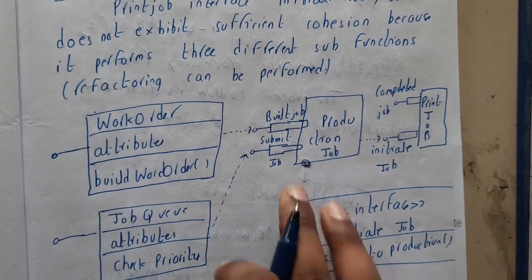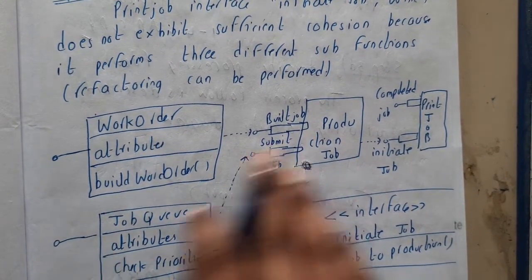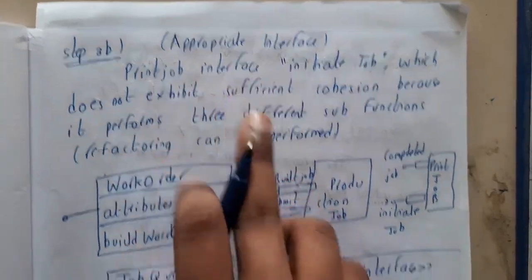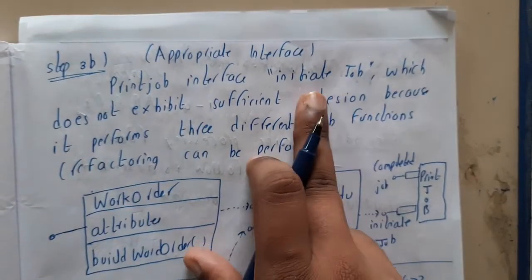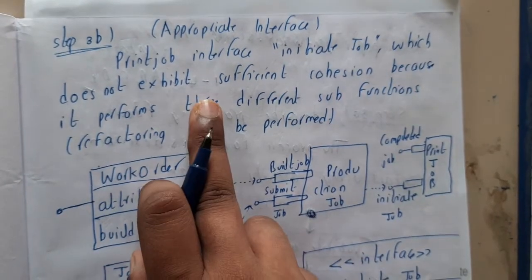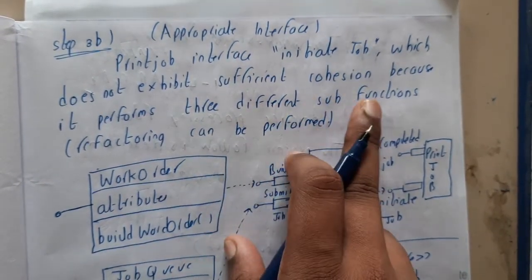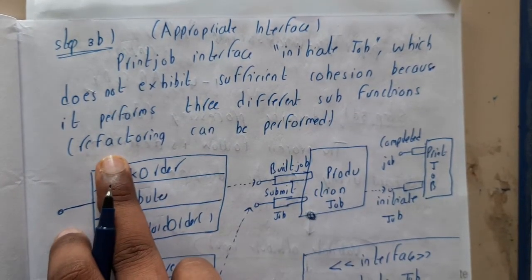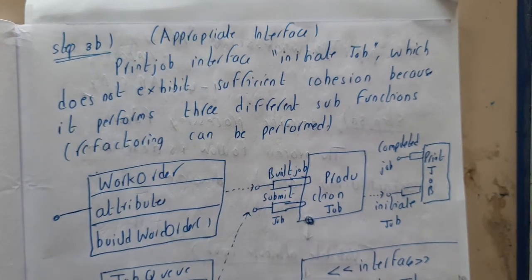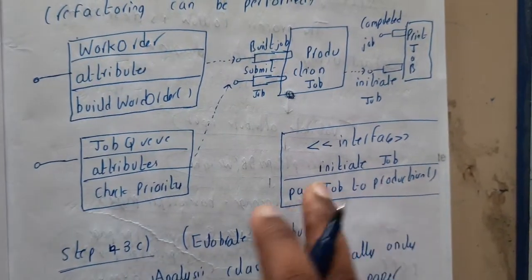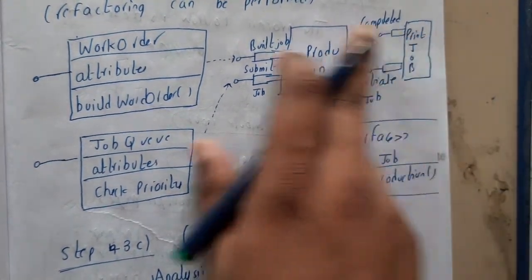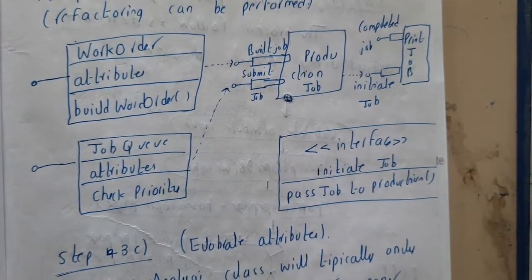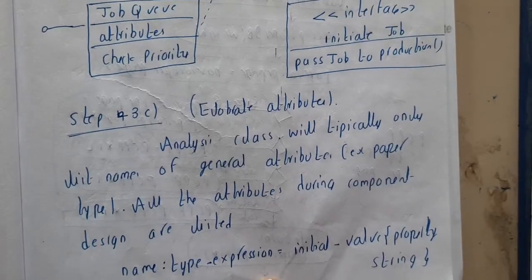We took a small example here, guys. Here we are taking an example of a printer. Assume that there is an initiate job method. So printer job interface is an interface in which initiate job is there, which does not exhibit strong cohesion because it performs three different sub functions. Factoring them can be performed. Basically it performs multiple operations, in that way, guys. So this could be the diagram and this could be the appropriate interface for that, and these will be the connections, guys.